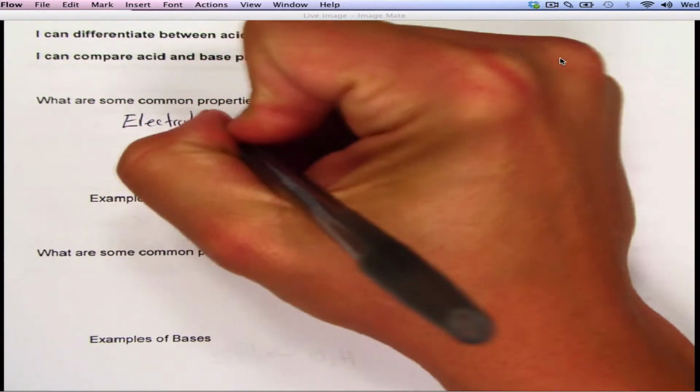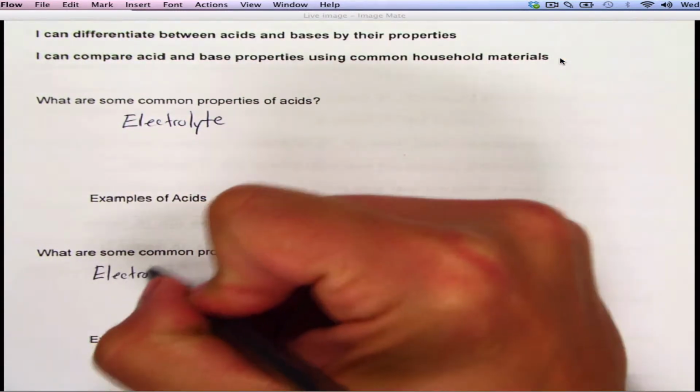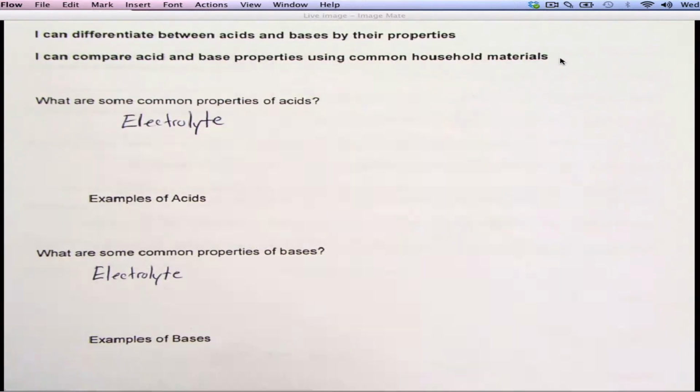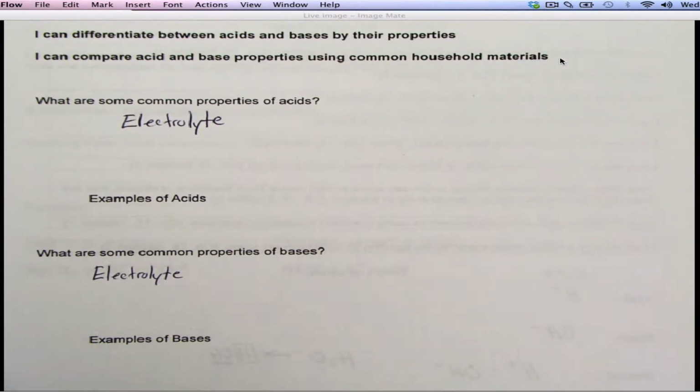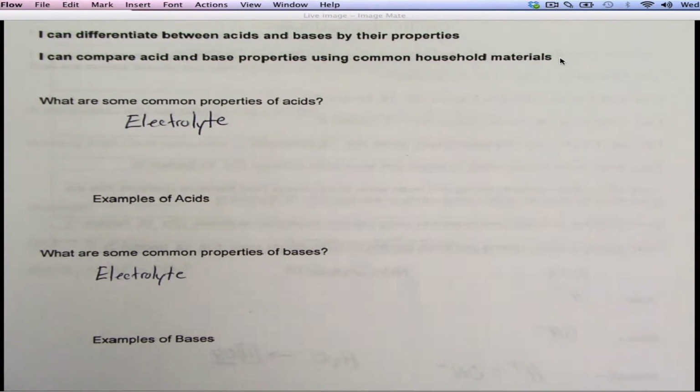When they both can conduct electricity, they're called an electrolyte. So that means if I try to run a current through them, it'll pass because of the dissolved ions. So they're both electrolytes.